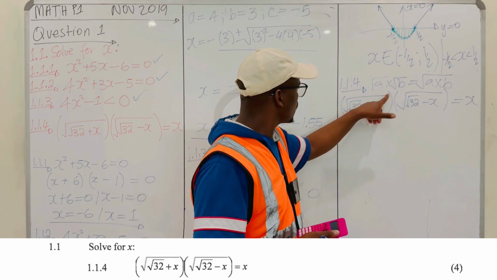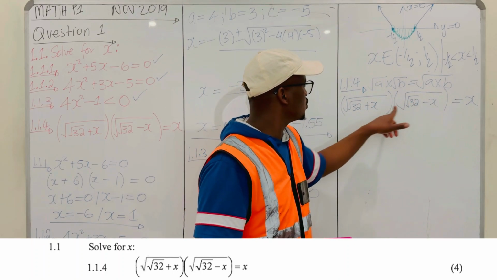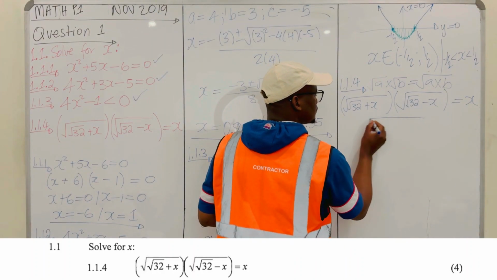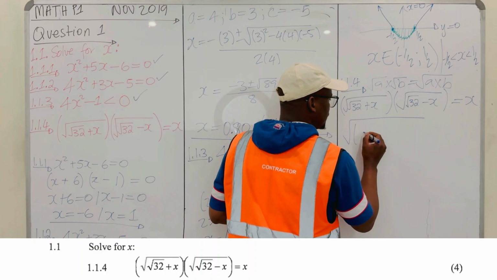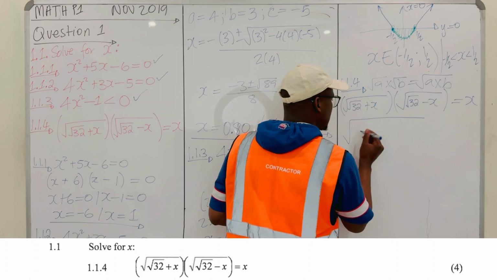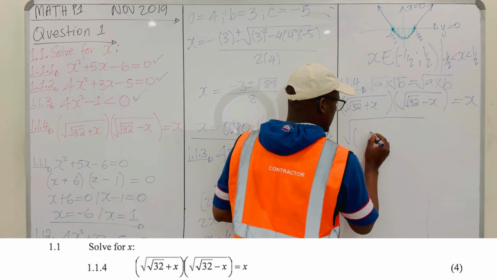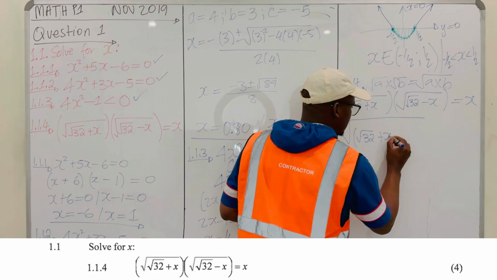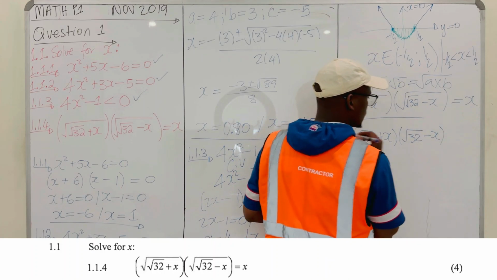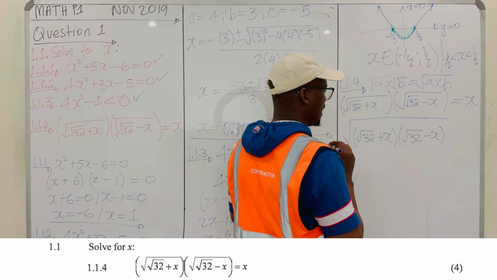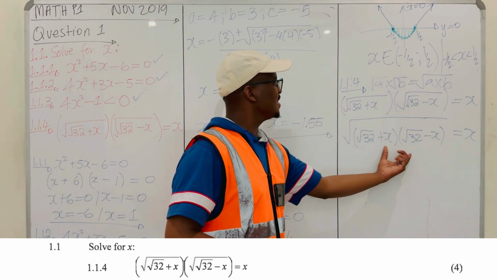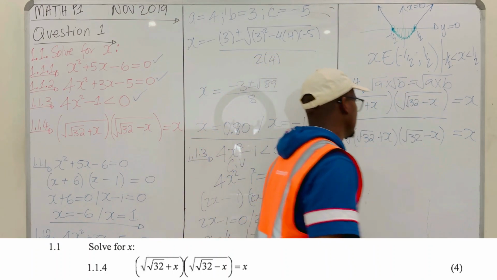The square root of this times the square root of that, you just multiply the things under the square root. So in this case, let me put this in a bracket: square root of 32 plus x times square root of 32 minus x is equal to x, of course. So you multiply these out because you can see they multiply each other. So let's go.